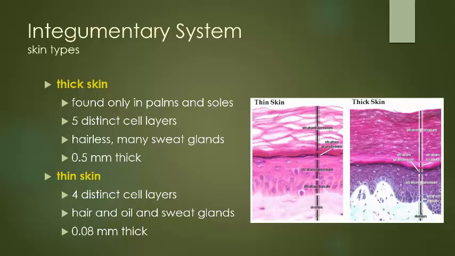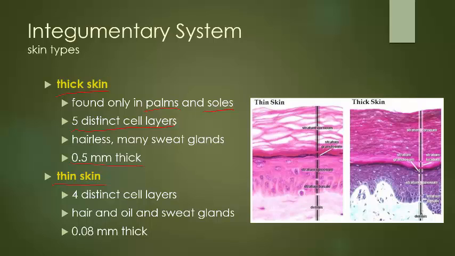Because in some parts of the body we find what we talk about as thick skin, and in other parts, thin skin. Thick skin is up to about 0.5 millimeter thick. And where would you imagine the thickest skin to be? Likely you would have thought of the palms and certainly the soles of the feet. And characteristic of thick skin is that there are 5 distinct cell layers in the epidermal layers of the skin.